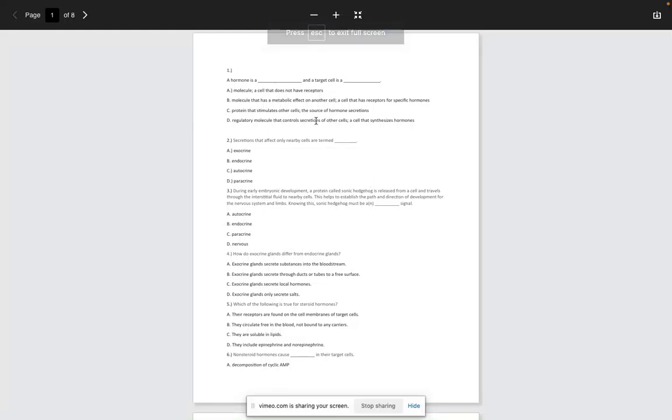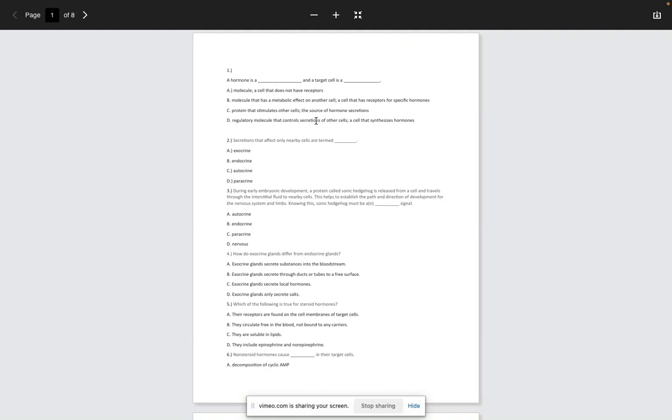So a hormone is a blank and a target cell is a blank. What is a hormone? Yes, this is a molecule that has a metabolic effect on another cell, and it has a receptor for a specific function, right? This is the equivalent of thyroid stimulating hormone binding to what? Thyroid stimulating hormone receptor. The hormone binds to the receptor, and then there's an effect.